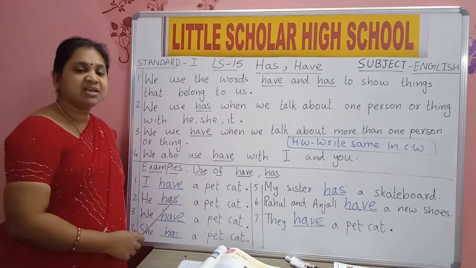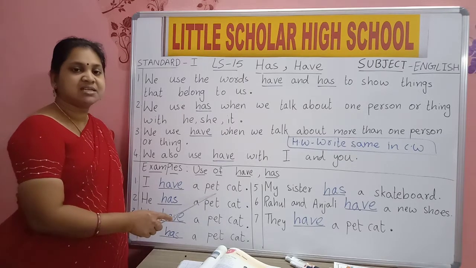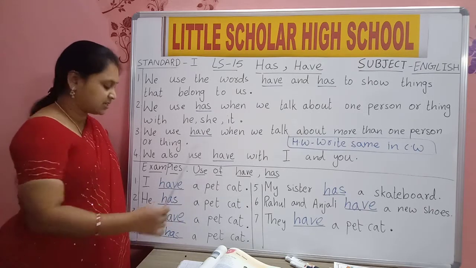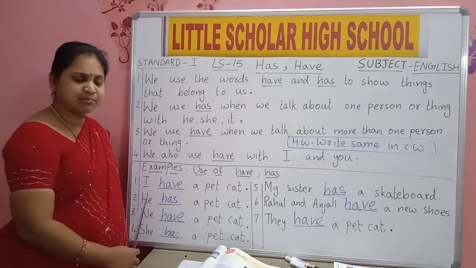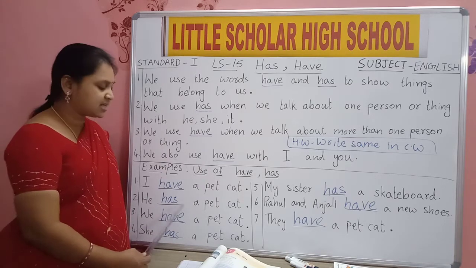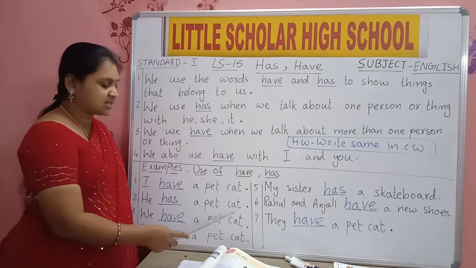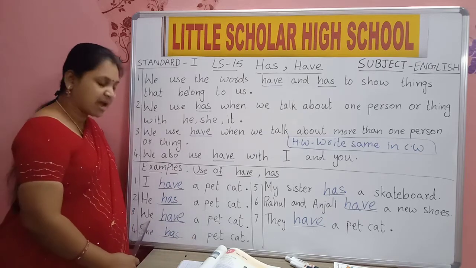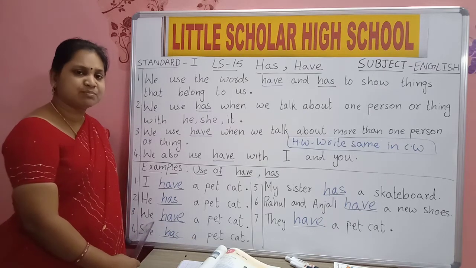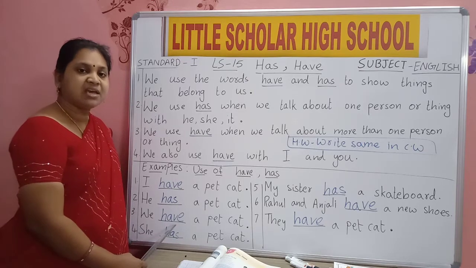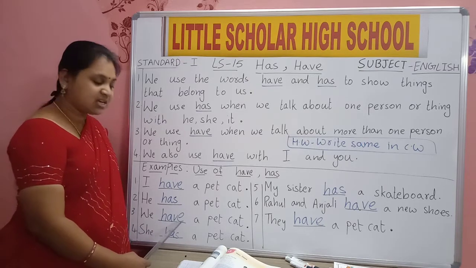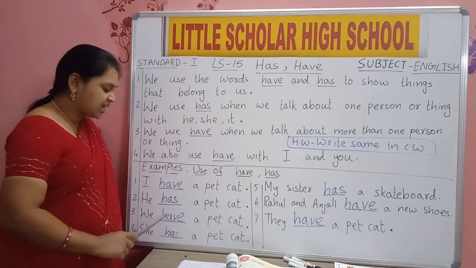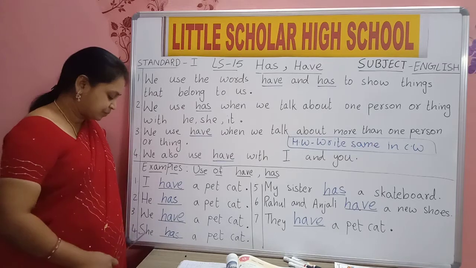I, H-A-V-E, have. A. P-E-T, pet. C-A-T, cat. I have a pet cat. H-E, he means one boy. He, H-A-S, has a pet cat. W-E, we means many. We, H-A-V-E, have a pet cat.